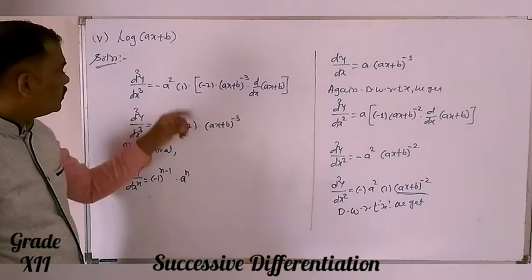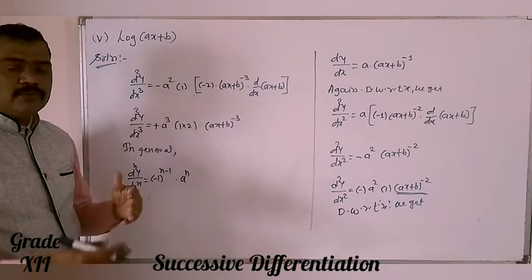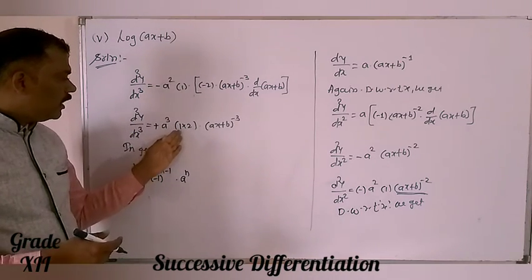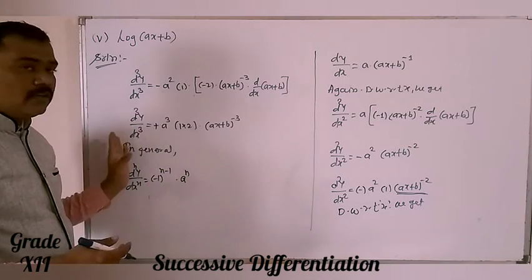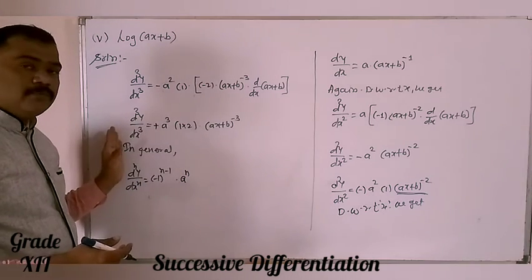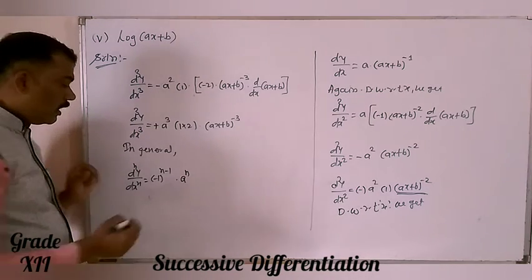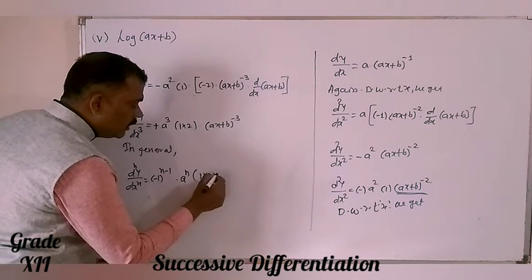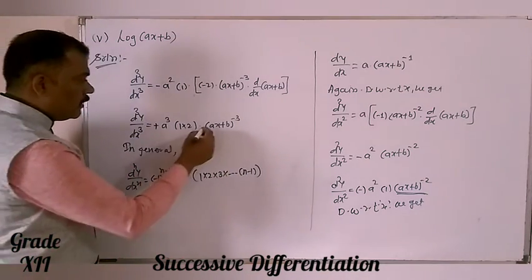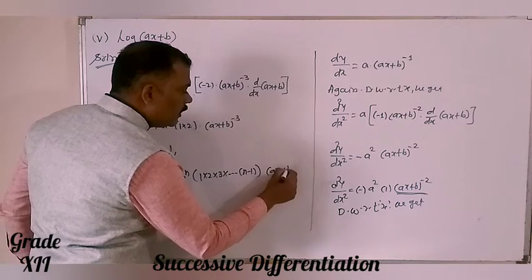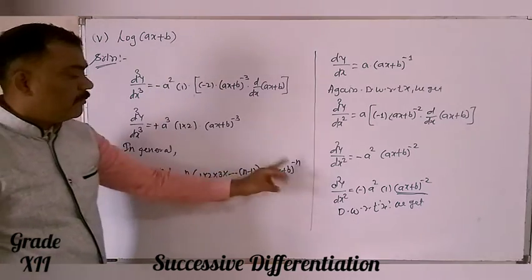For third order derivative we have to see that here the product is 1 into 2. Means for third order derivative we have minus 1 into 2. For the fourth order derivative what we have to write is 1 into 2 into 3. Means for the third order derivative here 1 into 2, fourth order derivative here 1 into 2 into 3, for the fifth order derivative 1 into 2 into 3 into 4, one less. Here for the nth order derivative, what we have to write? 1 into 2 into 3 and so on up to n minus 1, into (ax plus b) raised to minus n. Third order derivative here minus 3, nth order derivative here minus n.